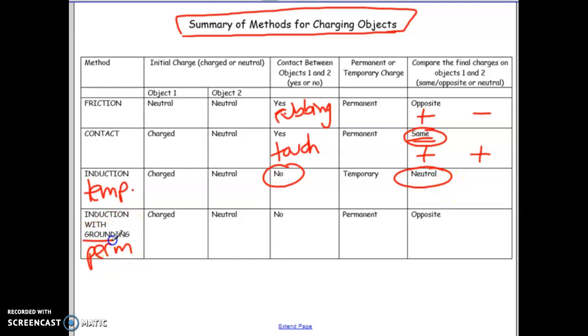Induction with grounding attached, which creates a permanent charge. You again start with one object charged and one object that is neutral. There is no contact between the objects. However, because of the ground, we now create a permanent charge, and they are opposite. If you use a negative rod, the object will become positive. If you use a positive rod, the object will become negative, depending on if electrons are coming in or moving out of the ground.